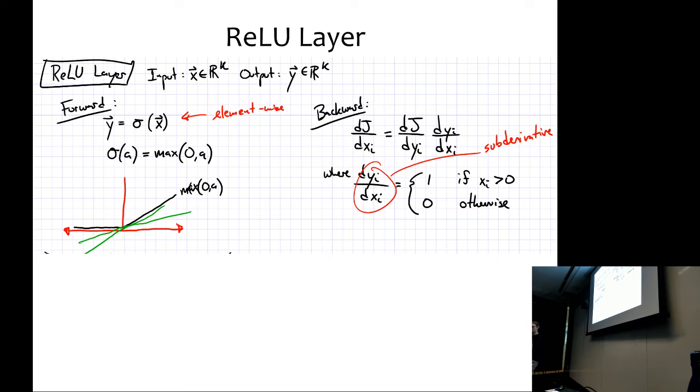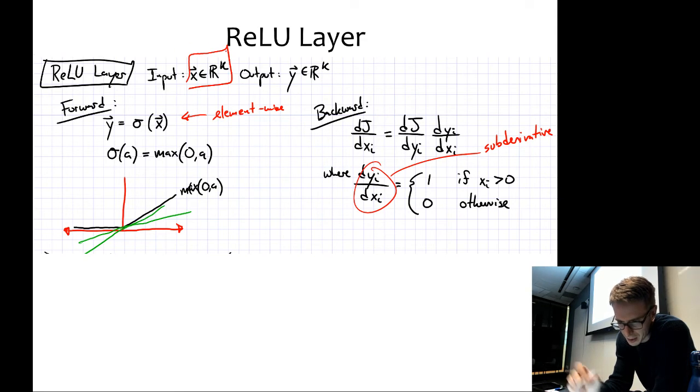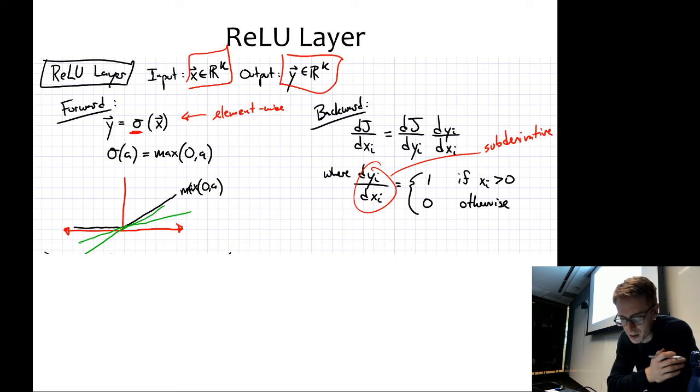Instead, we'll just ask you to chain together a bunch of modules where somebody already figured out how to implement both the forward computation and the backward computation for each of those modules. Okay, so here's some of those modules. So this is a ReLU layer. The input is a vector x of length k, and the output is a vector y of length k. And what we're doing is element-wise applying this function sigma to x, where sigma of a is the max of 0 and a.